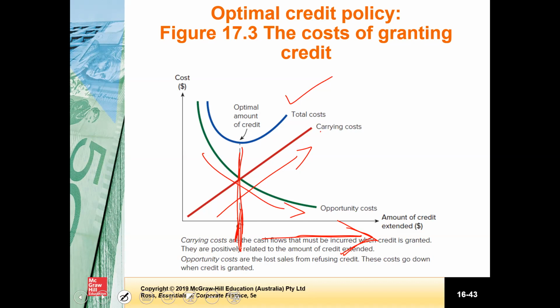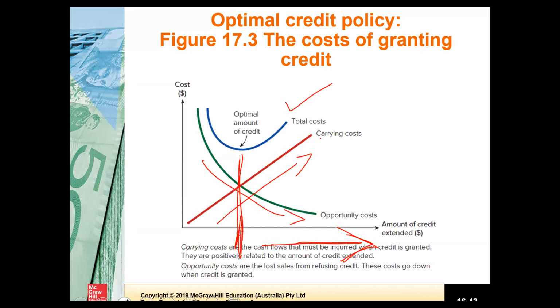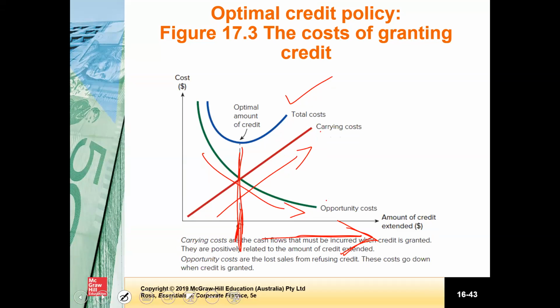In general, the costs and benefits of extending credit will depend on characteristics of particular firms and industries. All other things being equal, for example, it is likely that firms with excess capacity, low variable operating costs, and repeat customers will extend credit more liberally than other firms.